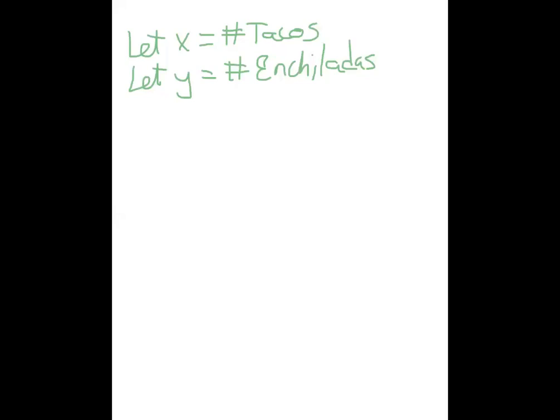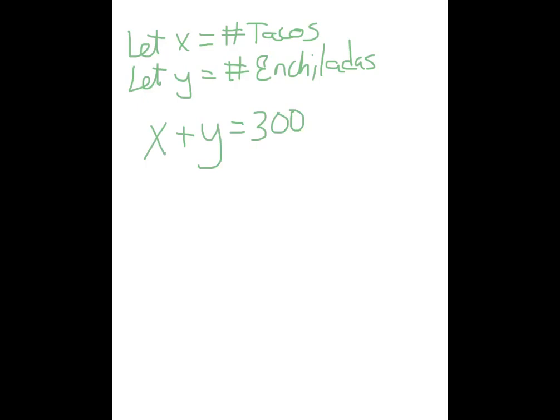So what I do know is that they sold 300 total tacos and enchiladas together. That gives us our first equation. So that means the number of tacos plus the number of enchiladas all together was 300. Does that make sense? So I don't know how many of each they sold, but it tells me in the problem that they sold a total of 300 together.